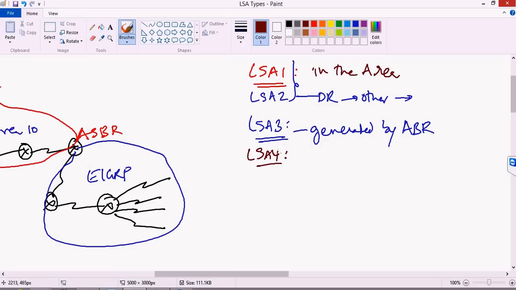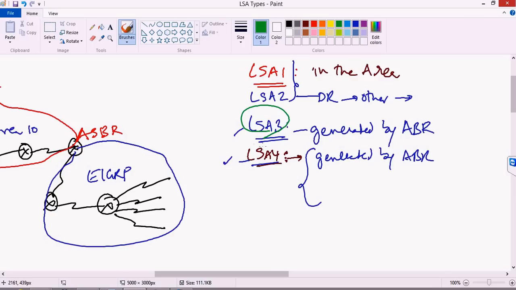So LSA4 is generated by the area border router, but there is a difference between LSA3 and LSA4. LSA3 is the exchange of routes between two different areas, but LSA4 is an advertisement which is going to advertise the information about who the autonomous system border router is. I'm just using simple terms for easier understanding instead of technical terms. LSA4 is going to advertise and say who the autonomous system border router is.